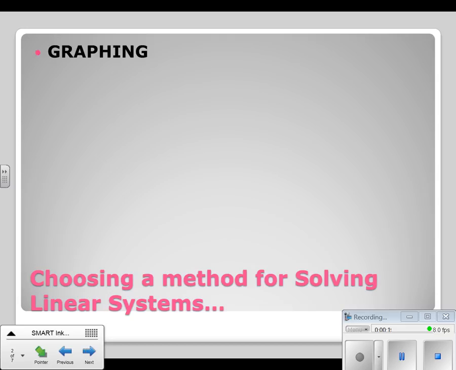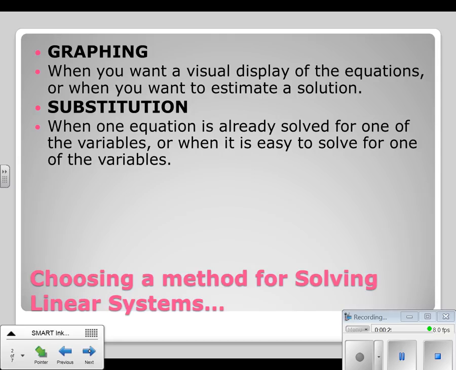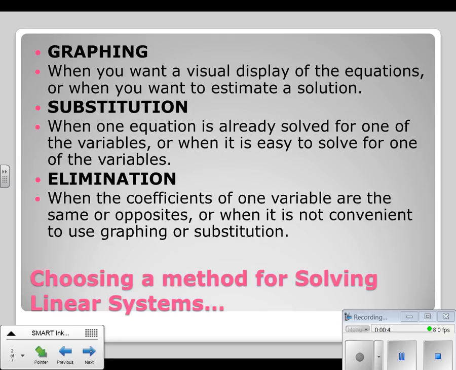When choosing your method, if it's graphing, that's when you want a visual display of your equations or when you want to estimate a solution. With substitution, when one equation is already solved for one of the variables, or when it's easy to get one of those variables alone, that's when you would use substitution. And elimination is what you would use when you have coefficients that are the same or opposites, and then it's really convenient to eliminate those right away instead of graphing or substitution, then that would be quicker.